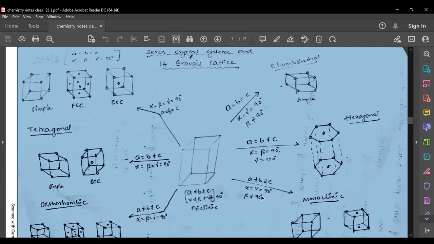And in the monoclinic, what are the angles? What is the angle in the monoclinic?